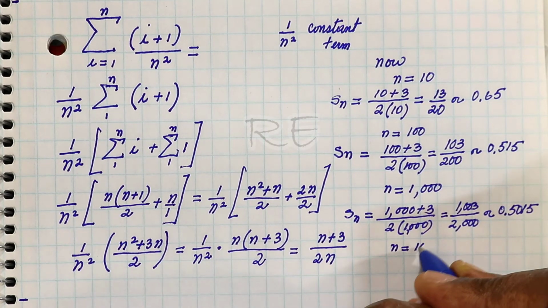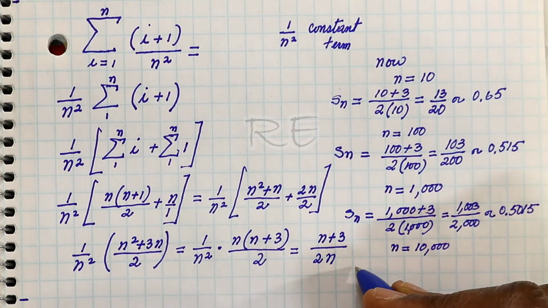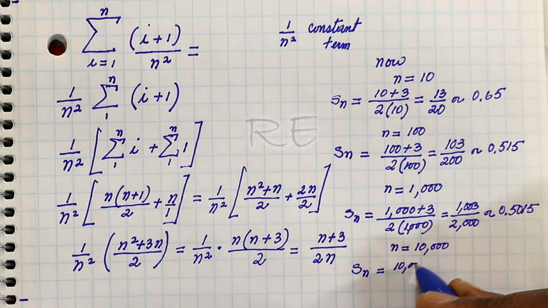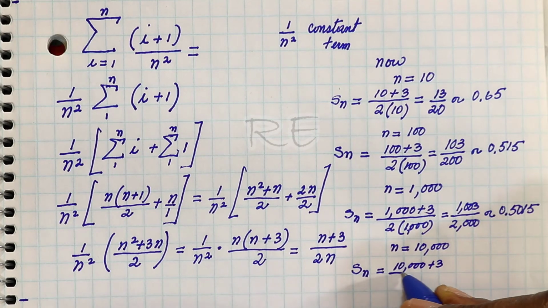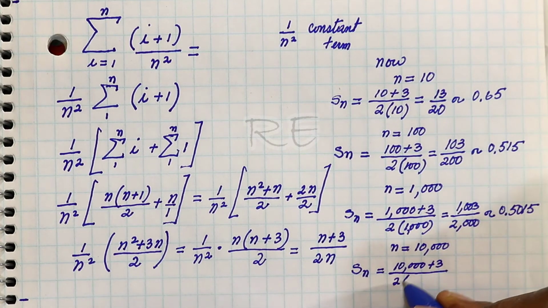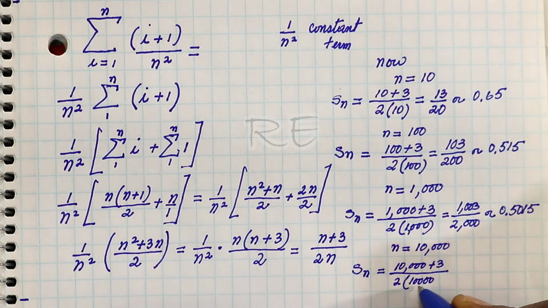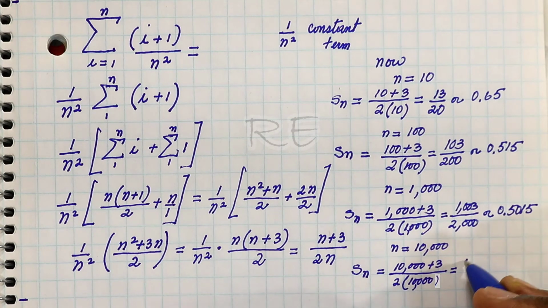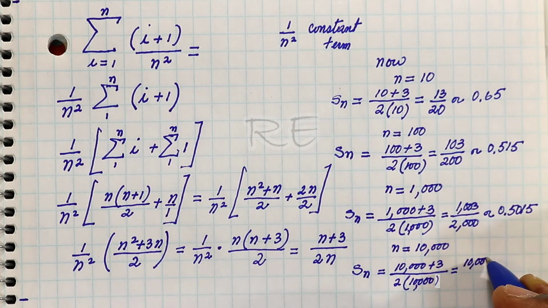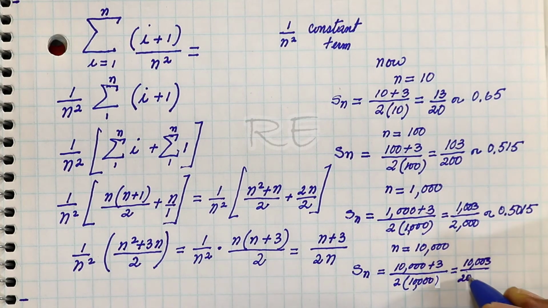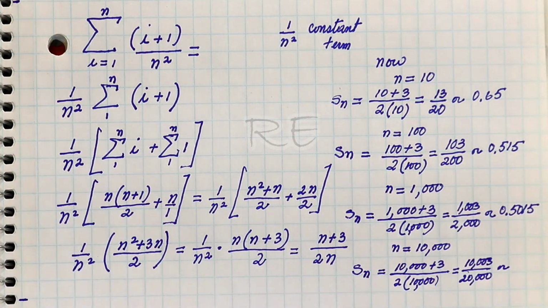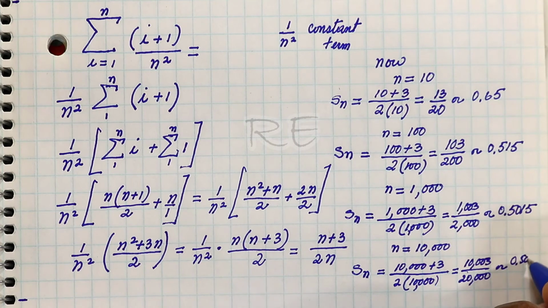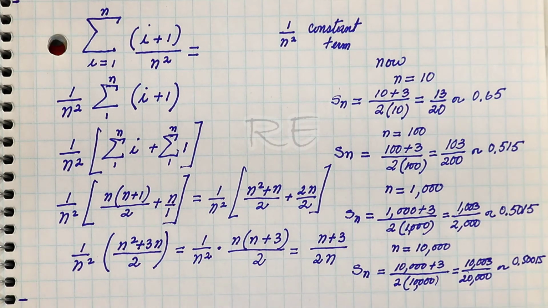And finally, when n is equal to 10,000, the sum will be (10,000 + 3) over (2 times 10,000), which is 10,003 over 20,000, or 0.50015.